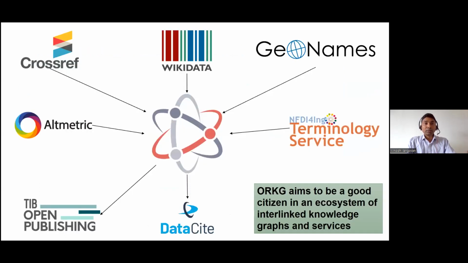How do we do that? This is by integrating the Open Research Knowledge Graph into an ecosystem of interlinked knowledge graphs and services. As you can see from this slide, different things like Wikidata, GeoNames, and internal services like the terminology service from the TIB, and also other elements like Crossref, Altmetric, and DataCite are integrated together in this. So we basically aim for the Open Research Knowledge Graph to be a good citizen within the ecosystem of interlinked knowledge graphs.